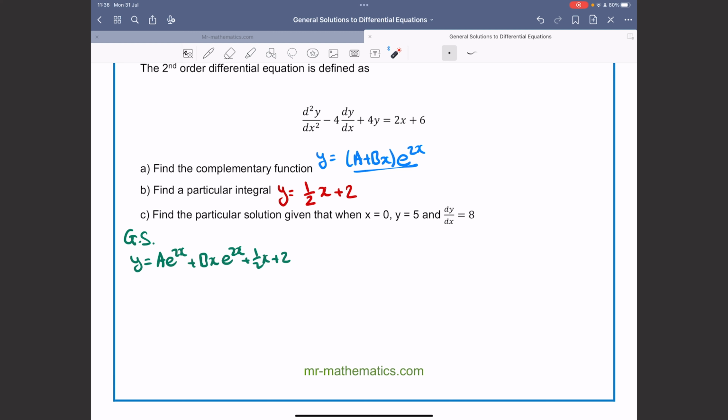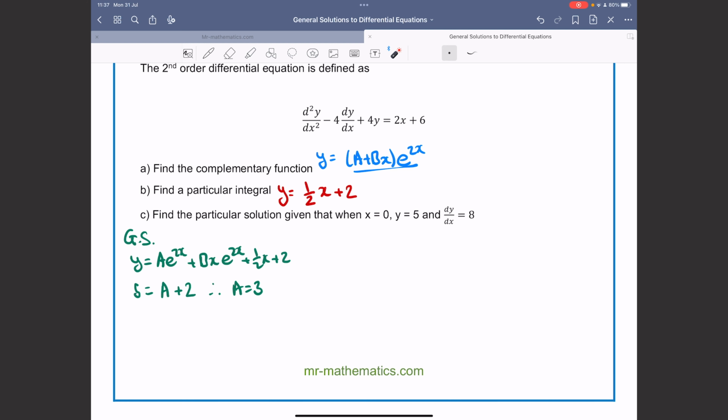Okay, so for part C, we're going to find a particular solution given these boundary conditions. So the first thing we'll do is substitute x equals 0 and y equals 5. So we get 5 is equal to, here we have a e to the 2x, but if x is 0, this becomes 1, so we're left with a. We'll substitute x is 0 in here, so all of that becomes 0. The same for the half x, so we're left with a plus 2. So therefore, a must be equal to 3.